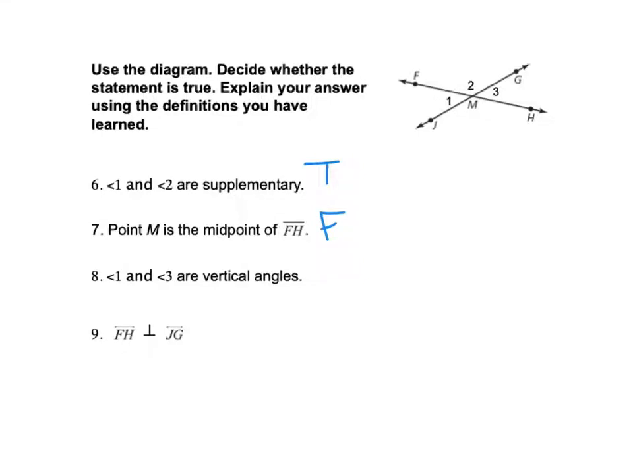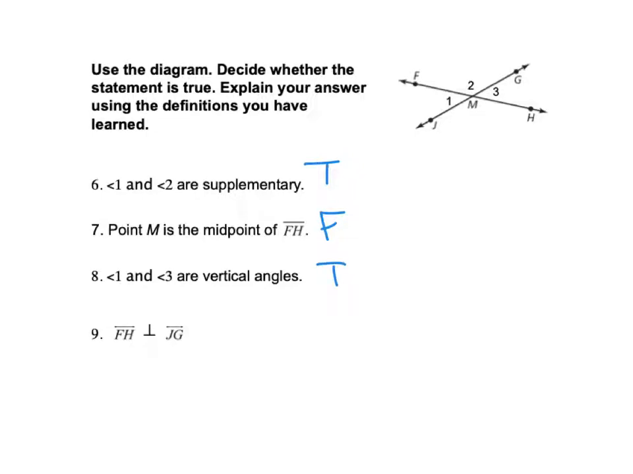Angle 1 and angle 3 are vertical angles. If you remember, vertical angles are when two lines intersect and the angles are across from each other. Angle 1 and angle 3 are across from each other in that diagram, which means they are vertical angles, which makes that true.